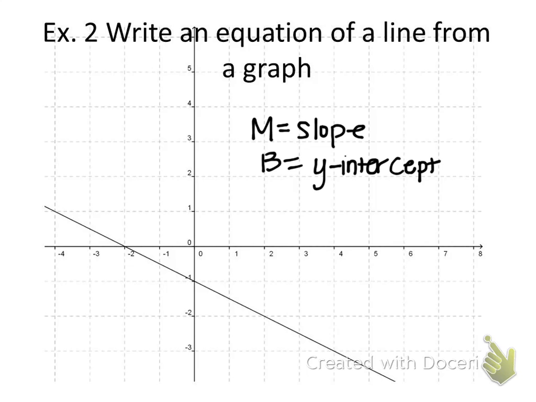So let's look for our y-intercept. I know that my y-intercept is exactly where this line crosses the y-axis. Well, I know this is my x-axis and this is my y-axis. So where does this line cross? Right here at -1. So I know my b is -1. Now, how do I find my slope?